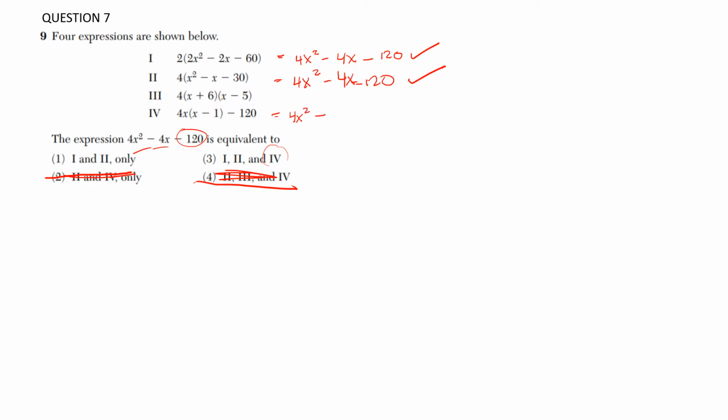4x times negative 1 is negative 4x. And then there's this minus 120 at the end. So that checks out. We can be confident that our answer is choice 3.